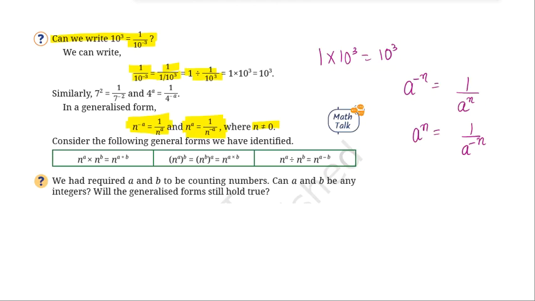Now we have identified three very important properties, right? So consider the following general forms we have identified. When you have two numbers in multiplication which are the same, that means the bases are the same, their exponents are added. When you have a number which has a power and again it has a power, then the powers are multiplied. And when you have the same bases in division, then the powers are subtracted.